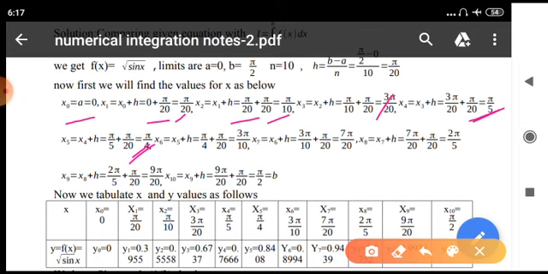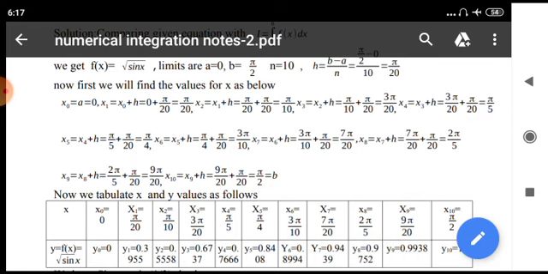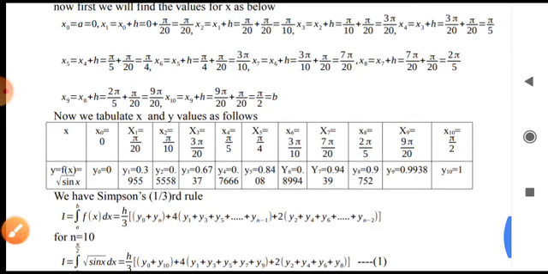x6 is pi by 4 plus pi by 20, which comes out to be 3 pi by 10. x7 is 3 pi by 10 plus pi by 20, 7 pi by 20. x8 is 7 pi by 20 plus pi by 20, which is 2 pi by 5. Similarly, we can calculate x9, which is 9 pi by 20, and x10 as pi by 2, which is the upper limit. Now we will tabulate x and y values as follows.